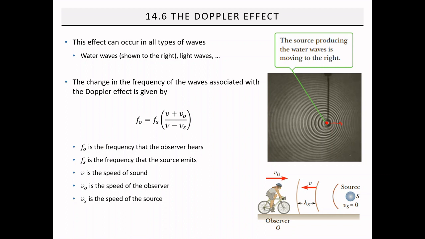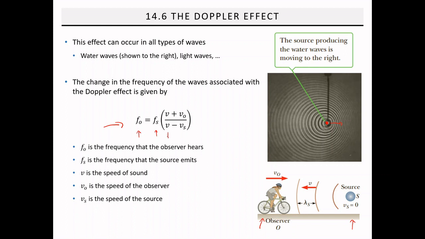To calculate how those waves change in frequency, we have this formula shown in the middle of the page. First, let's look in the lower right. You have an observer that's riding a bicycle to the right. You have a source, in this case, that's sitting still, and that source is emitting sound. So fO would be the frequency of the sound that the observer hears. fS is the actual frequency that's being emitted by the source.